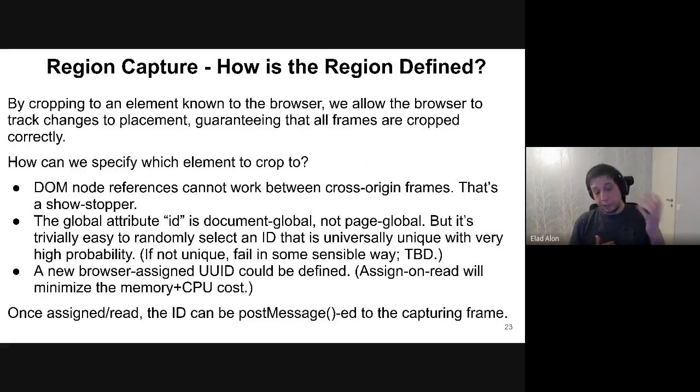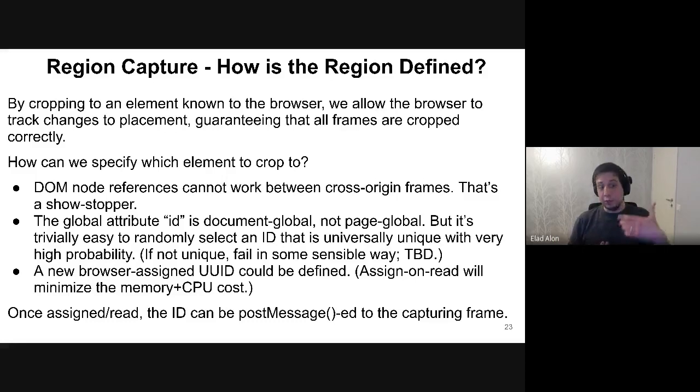So assuming, for the sake of argument, that we agree on all the previous points, the question is, okay, how do we indicate which arbitrary target we would like to crop to? And there are two or three options I could think of. Number one is just give a DOM node reference, right? Like many other APIs. But the problem is that this would not work cross-origin. It basically means that you cannot really get an arbitrary target. You can get an arbitrary target inside your own frame, which is weak, and then going to push people towards the hack we've just discussed.